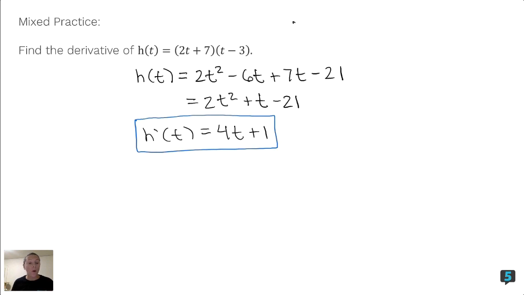Yes, product rule will work, but in terms of being efficient with our time, anytime we can make our life easier by simplifying that problem quickly up front, go ahead and do it. Turn it into one steps.